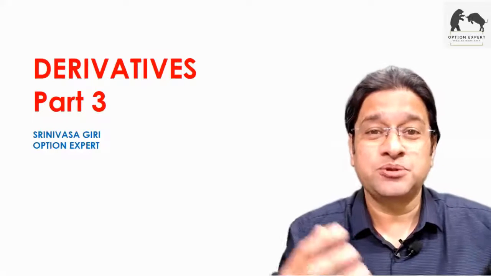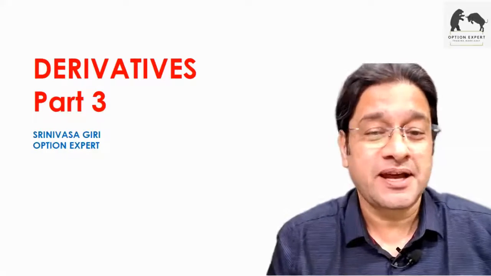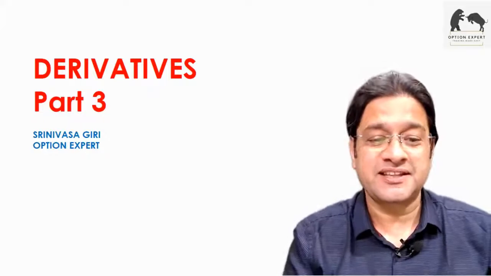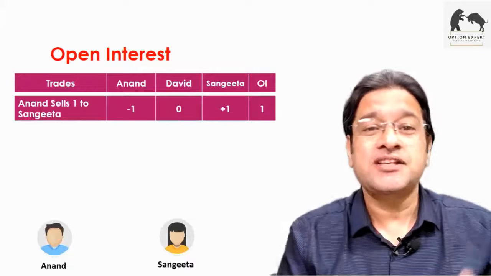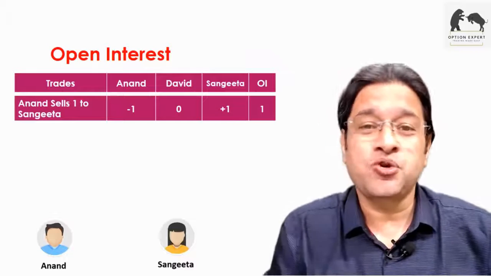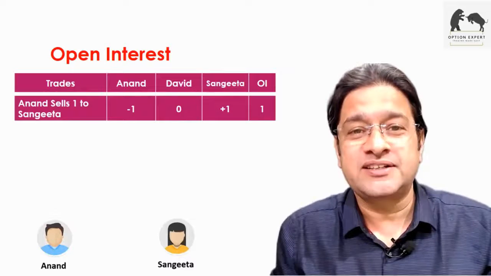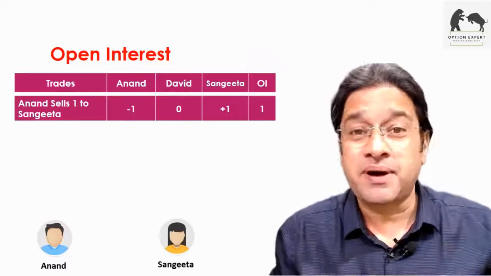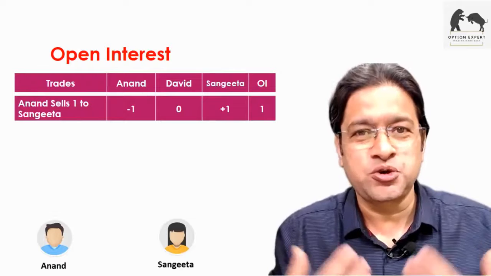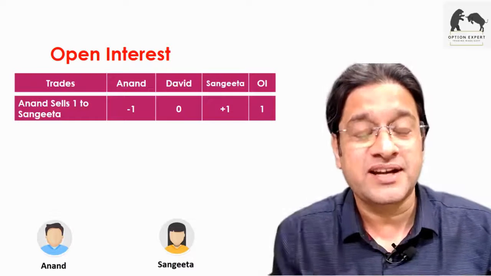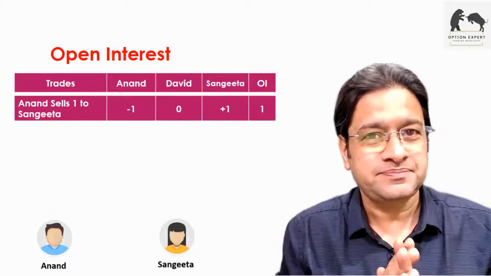Okay, now we come to another interesting concept in learning option trading. That's open interest. So what is open interest? We always know that any contract, when it is traded, has a buyer and a seller. There are two parties to make one contract. The volume is one.